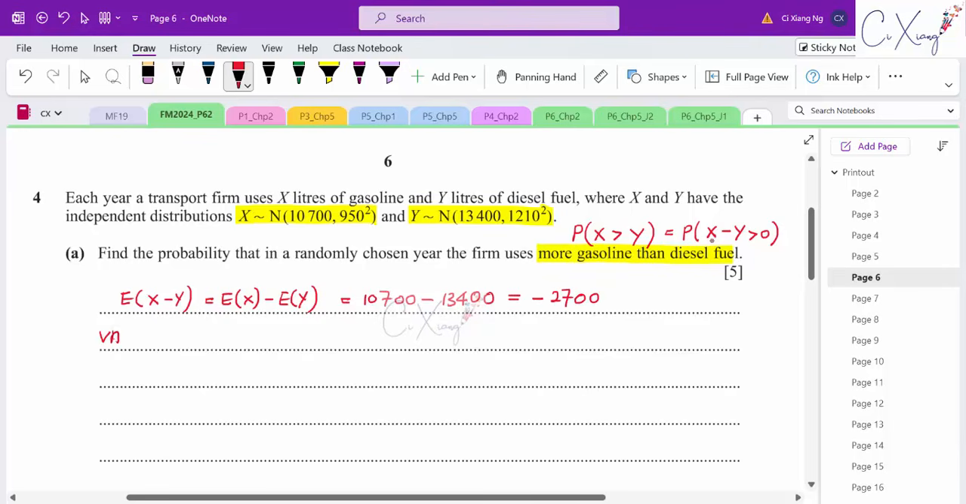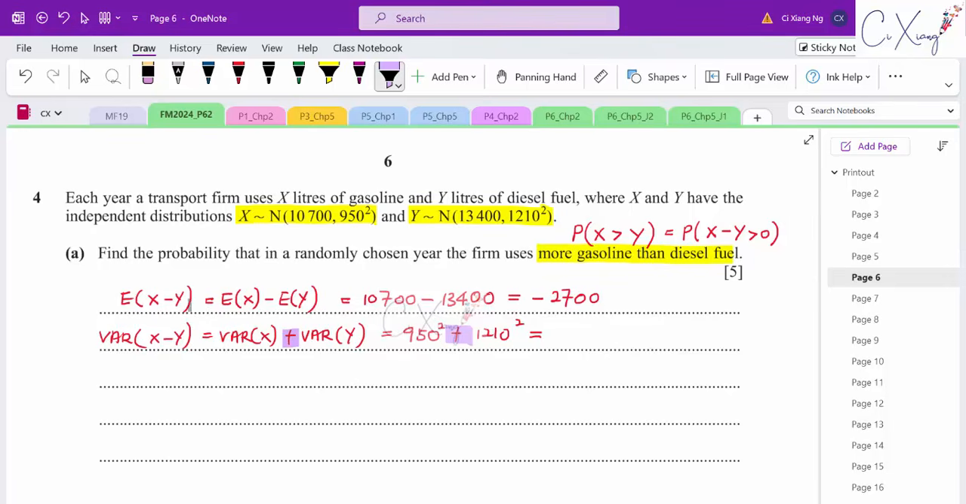And then if I want to get the variance of X minus Y, it should be variance X plus variance Y. So what we get here is 950 squared, plus 1210 squared. Please take note of the sign here, it is a plus. Although our original variable is X minus Y, in variance it is always positive, so the negative here will become a plus.